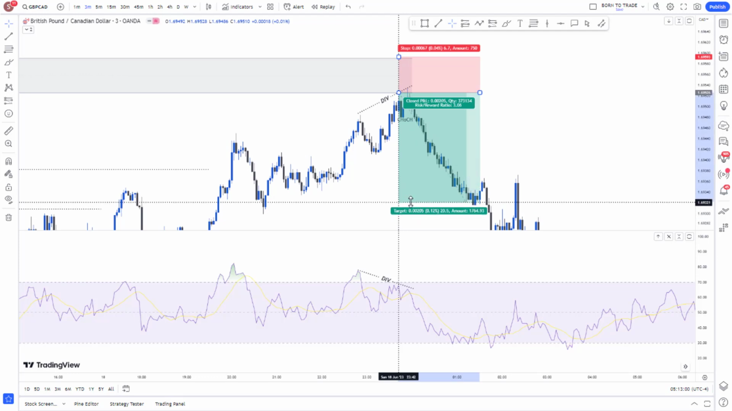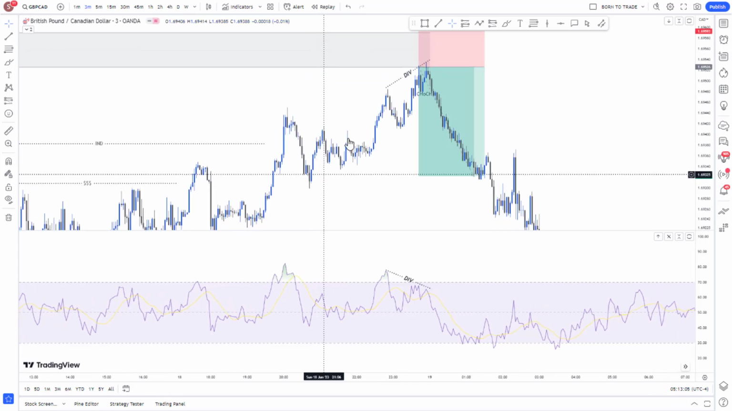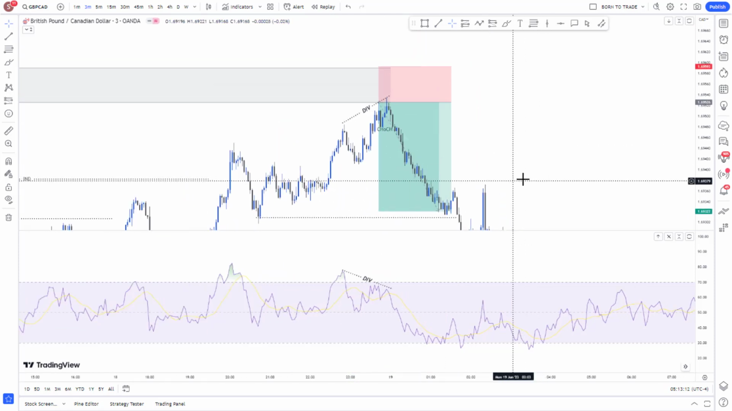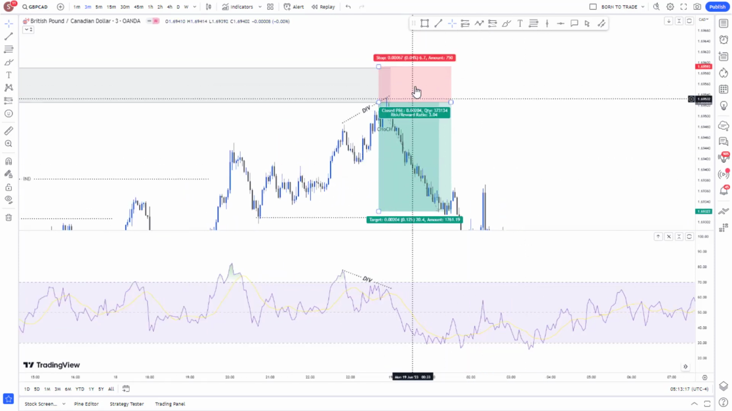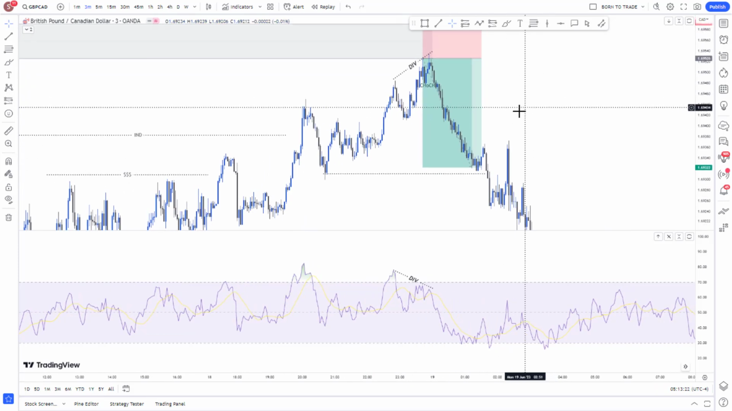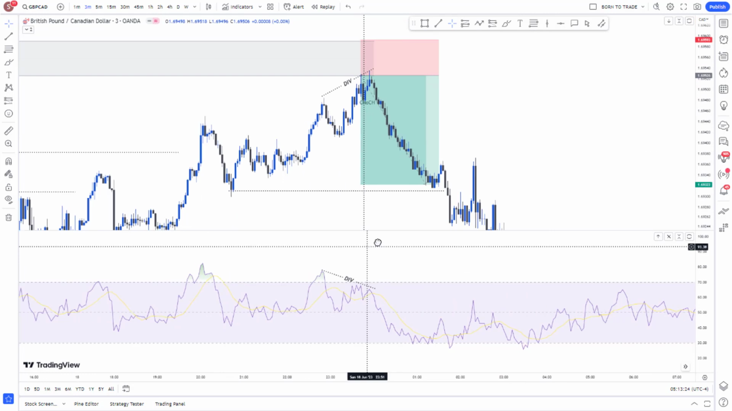This low right here is our target, and this is a very good place to target because this is the next place price might actually react a little bit from. Okay, so this is a very good place to target, and that is what I've been trying to explain. This is a simple strategy which you can look to use.